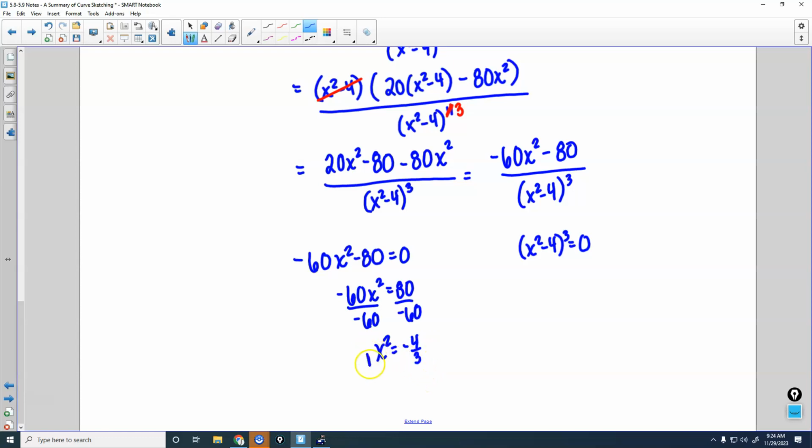And if you square root both sides, you're going to get a negative under the square root. So you don't actually get any critical points from that. Over here, you would cube root both sides. You'll get x squared minus 4 equals 0. You'll get x squared equals 4. You will get x equals plus or minus 2.